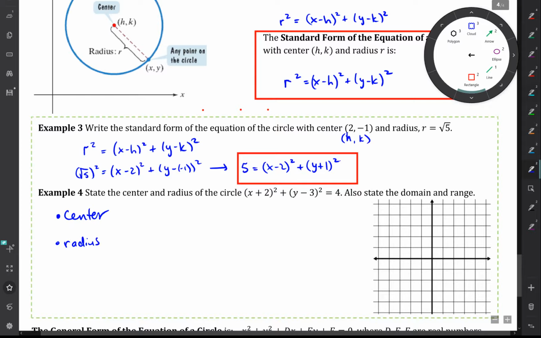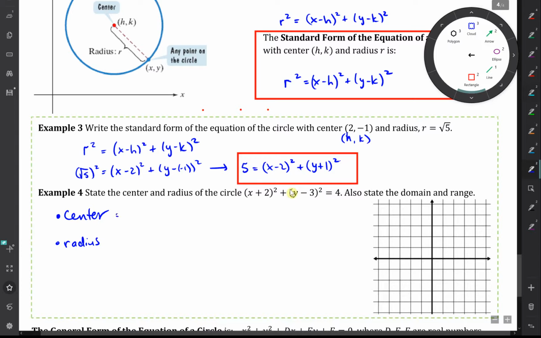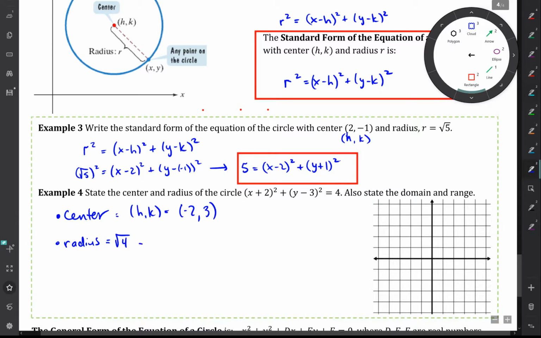For the circle given by (x plus 2) squared plus (y minus 3) squared equals 4. So the center is (h, k). In this case, you have x minus h is x plus 2, so h is -2, and k is +3. So we have -2, 3 as our center, and then the radius is going to be the square root of 4, because r squared is supposed to equal 4. So because r squared equals 4, r must be equal to the square root of 4, which is 2.